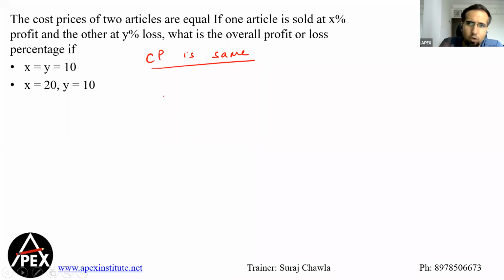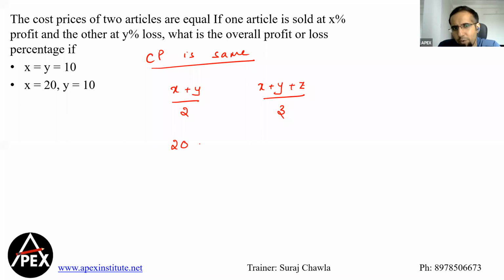So in short, if CP is same and I'm given two articles, the overall profit or loss percentage would be the average of the two. If I'm given three articles, the overall profit or loss will be the average of three. In case of loss, have a minus sign. Simple. So here, X value plus 20, Y value minus 10, divided by 2. So what do we get? 10 divided by 2, 5% positive value, that's why 5% profit. Clear?